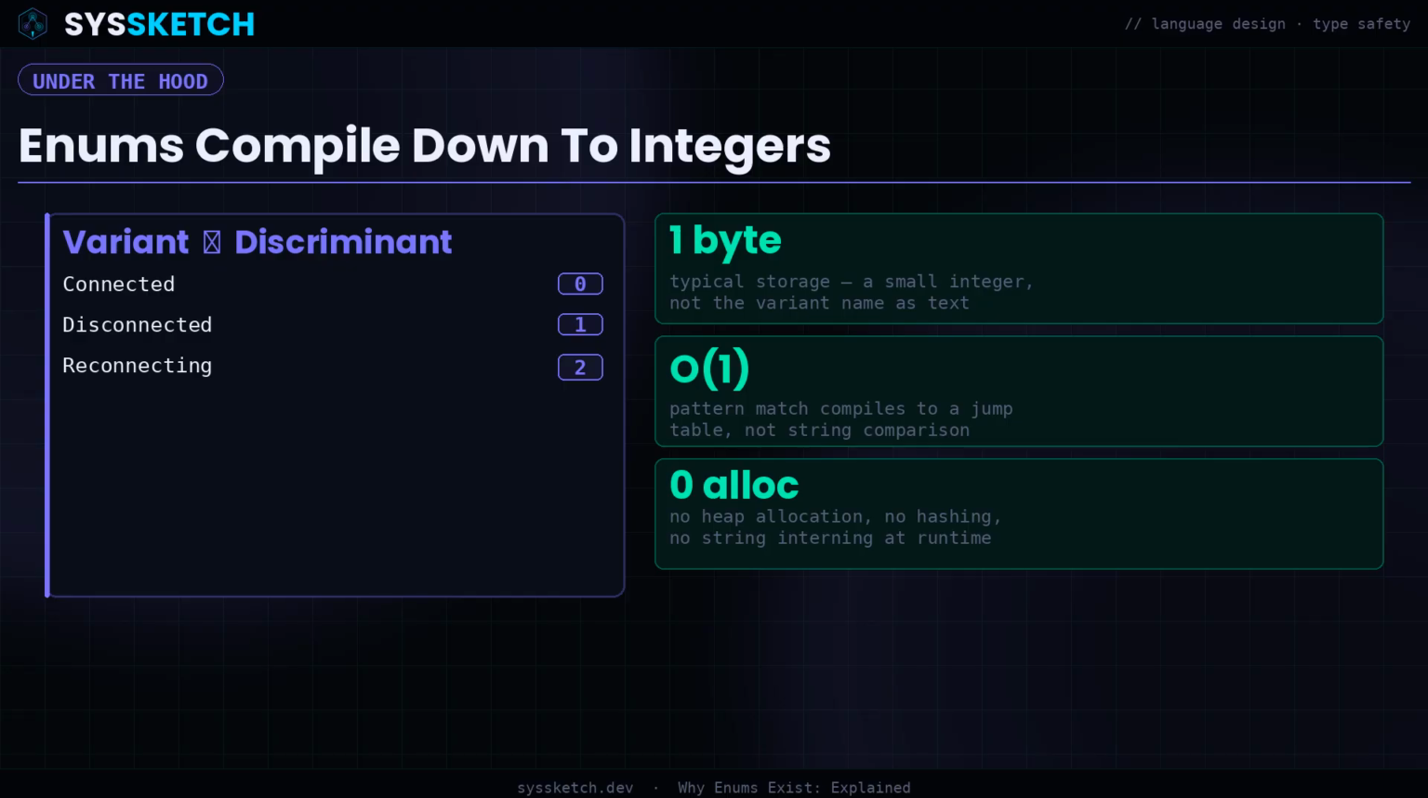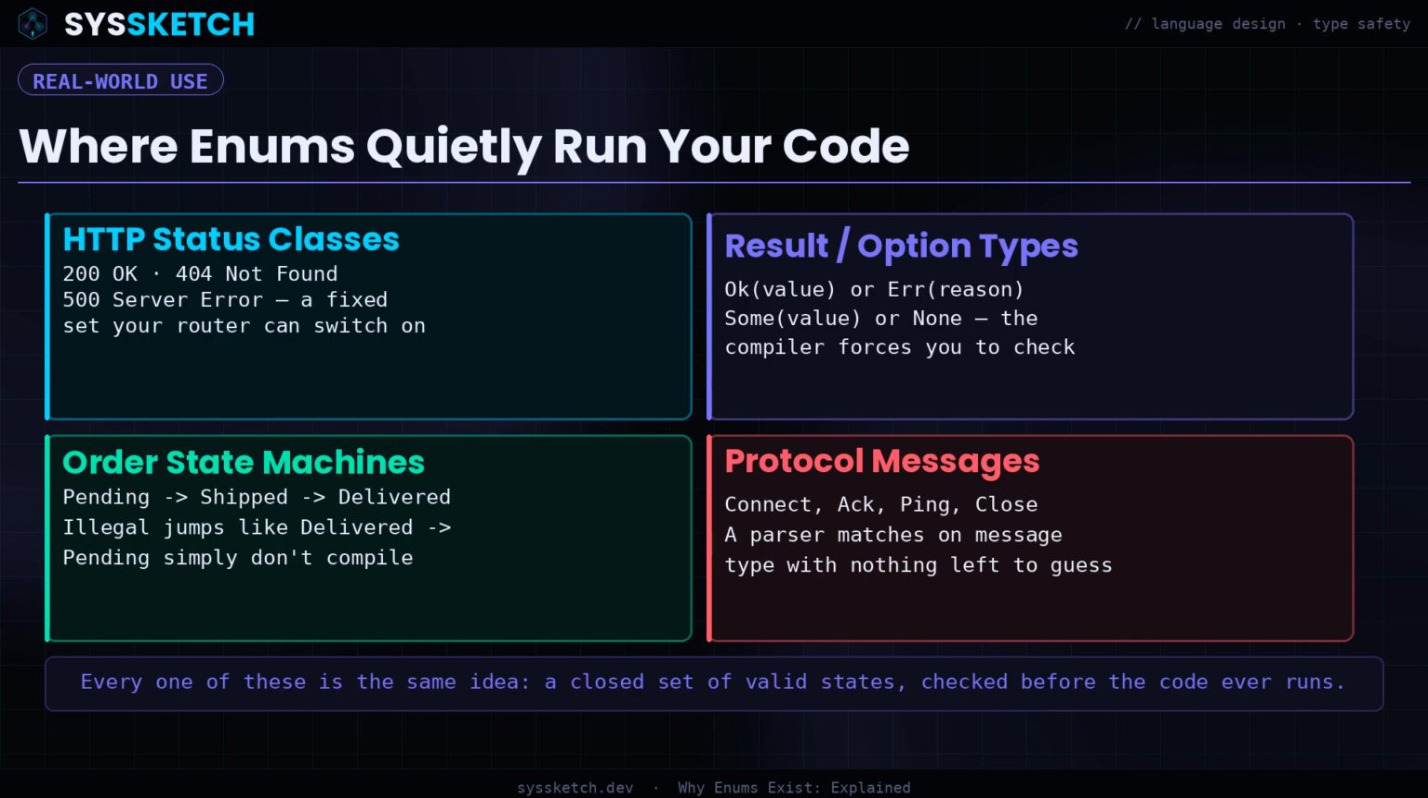None of this costs anything at runtime, which is easy to forget once you're used to the safety. Under the hood, each variant is just a small integer. A single byte is typical, so connected might be 0, disconnected 1, reconnecting 2. Comparing enum values is comparing tiny integers, not hashing or comparing strings character by character. Pattern matching on an enum compiles down to something like a jump table, a direct index lookup, not a chain of string comparisons. There's no heap allocation, no string interning, nothing happening at runtime that wasn't already decided at compile time. You get all of that type safety for effectively 0 extra cost.